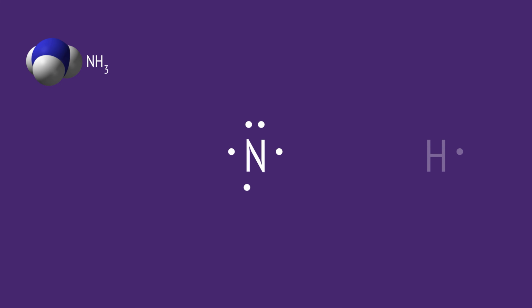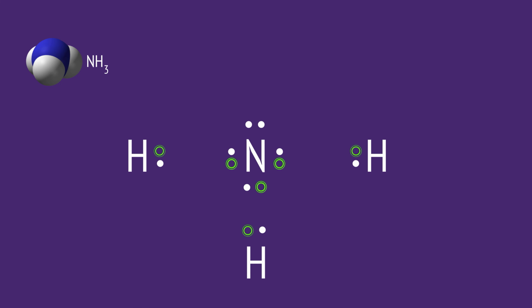We start by drawing the Lewis dot structure for the central atom, the atom with the most empty locations, in this case nitrogen. Then we draw the Lewis dot structure for the hydrogen atoms. A hydrogen atom will share its electron with the nitrogen, and in doing so an empty location is filled in both the hydrogen and nitrogen atoms. We draw this shared pair as a line to represent the covalent bond.